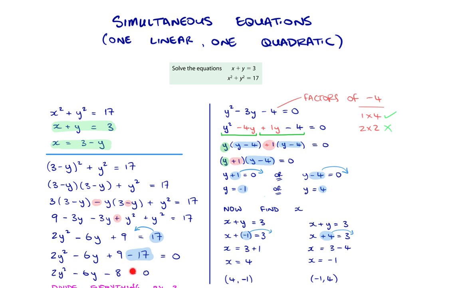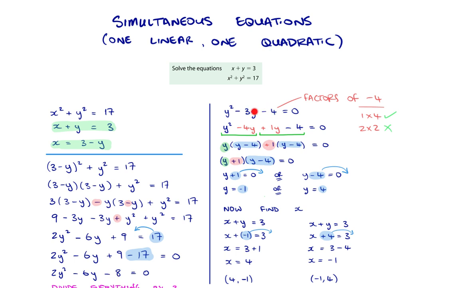When I got to this stage here, I knew I had a quadratic. The only thing that I was aware of is that every term here can be divisible by 2. So if I can scale this down, I can divide everything by 2. And 2y squared turns into 1y squared. Negative 6y turns into negative 3y. Negative 8 turns into negative 4.